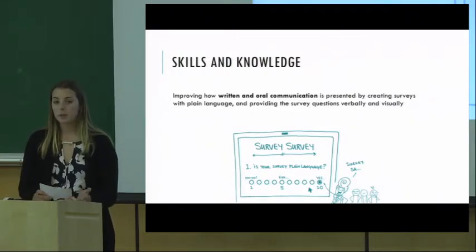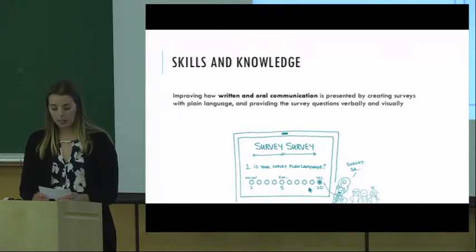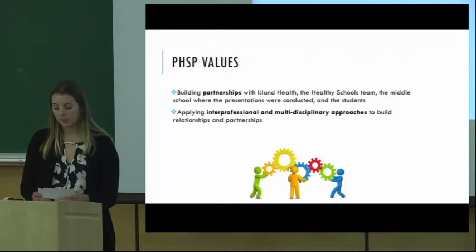Plain language in terms of oral and written communication also supported the surveys in providing clear instructions and directions. I thought it was important to have the surveys presented verbally by myself, but also displayed for students to read in case they misunderstood or could not hear the question and answers.